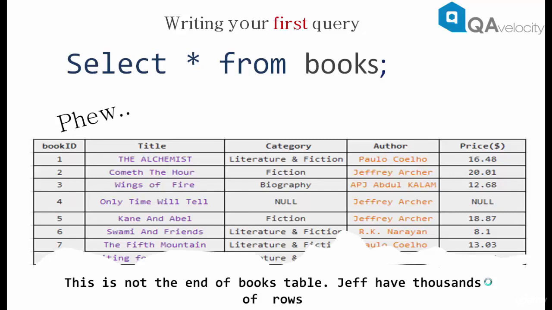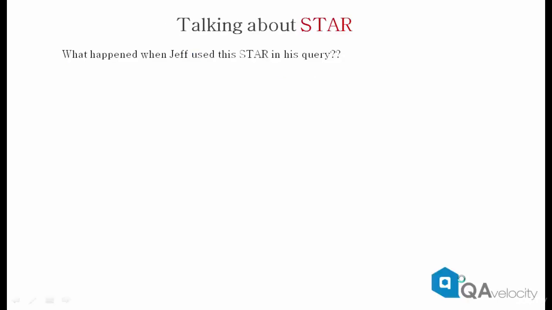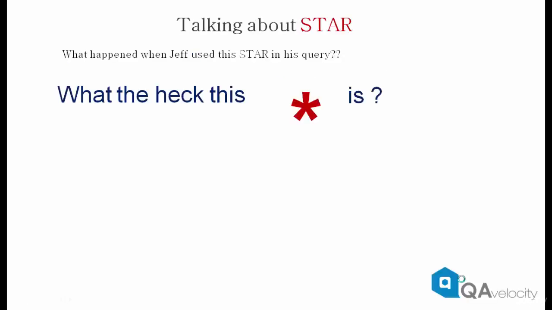Once Jeff executed the select query with a star, he got a long list of books which are written by different writers. It was again a tedious task for Jeff to get the names of all books written by Jeffrey Archer. And if Jeff tried to note the list, it is very possible that he left out some books.